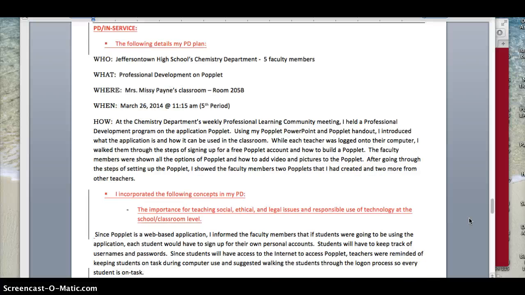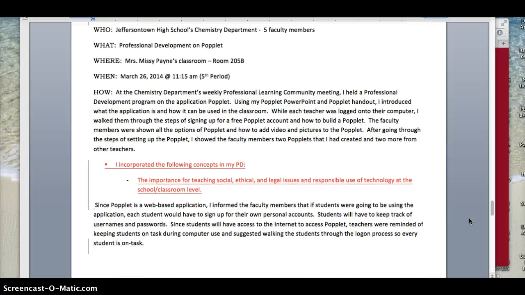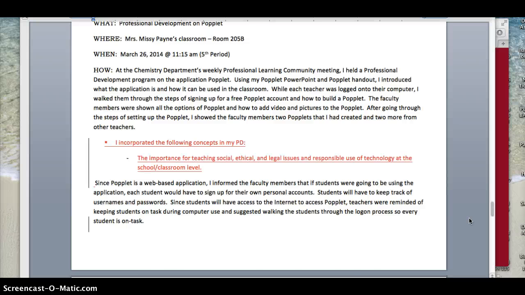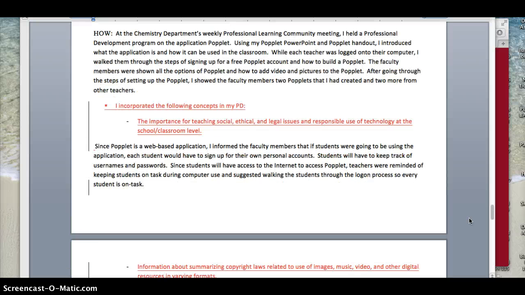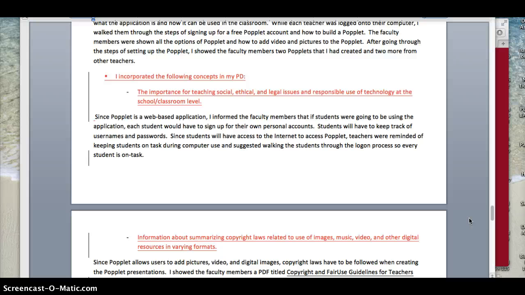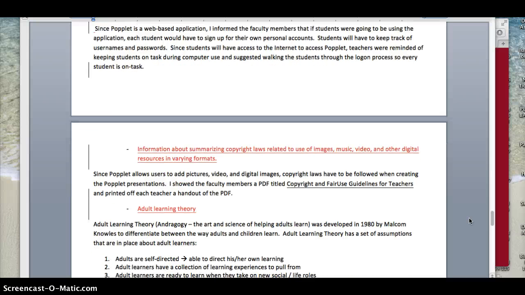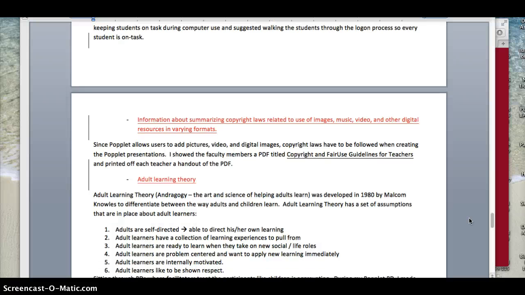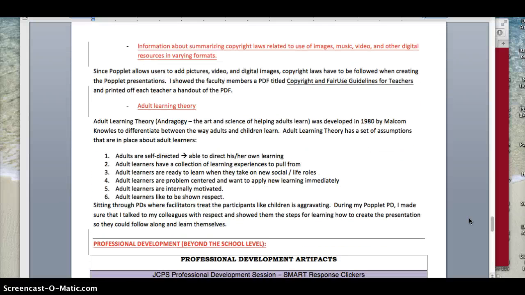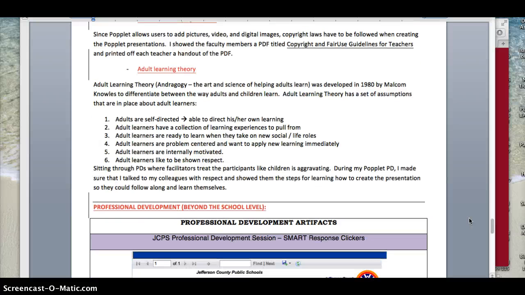Like I said, my PD was on Poplet during my chemistry PLC, and I showed them how to sign up for Poplet, how to go step by step on creating a Poplet, how to add pictures and video or drawings into their Poplet, and how to manipulate and create those different Poplet applications. Since Poplet does allow you to add video and pictures, I did show my faculty members and gave them also a PDF of copyright and fair use rules that they should follow for teachers.